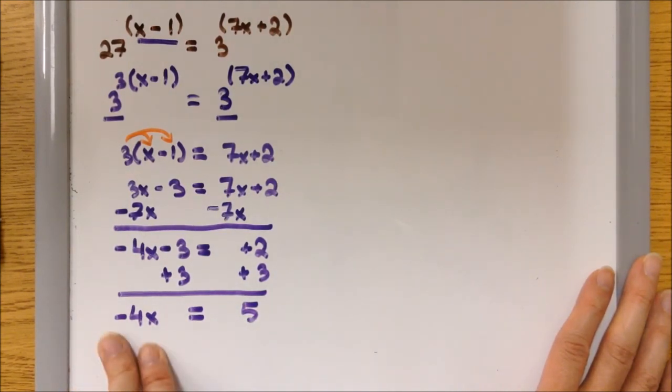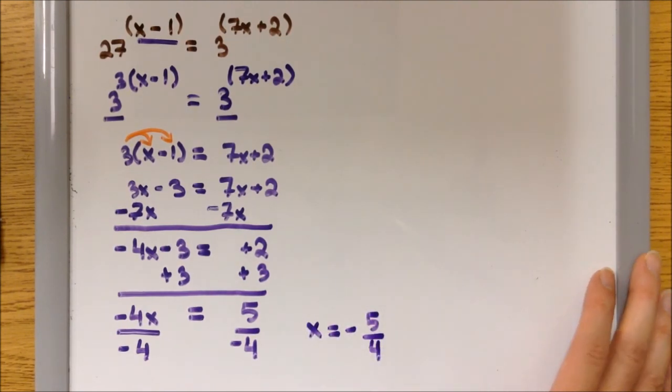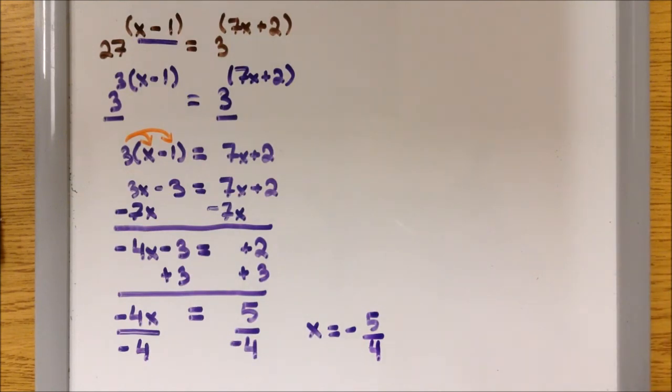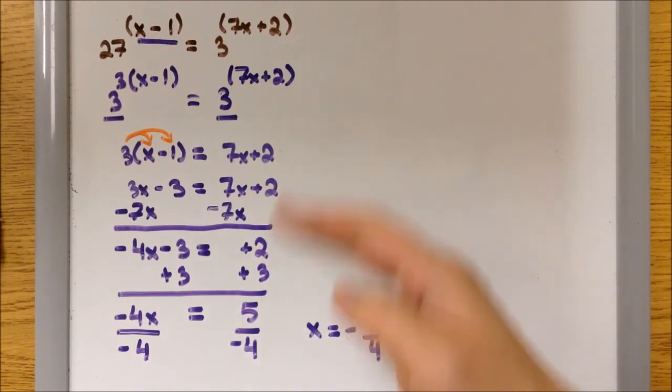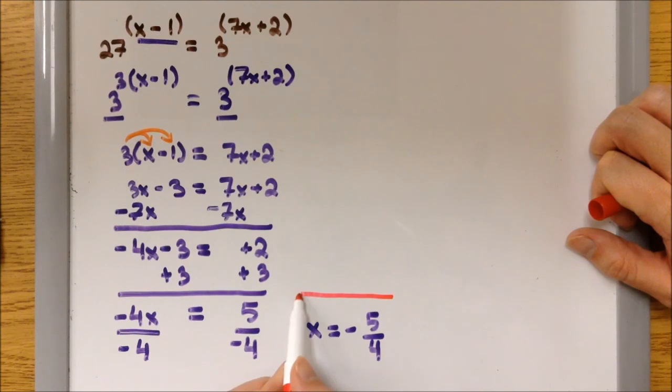Now once I get the x variables on the left and the numbers on the right, I want to get x by itself, so I'm going to divide by negative 4. Divide by negative 4. So now we have x equal negative 5/4. So in here, our answer is a fraction, which is okay, as long as we did the whole work correctly. So our final answer is x equal negative 5/4.